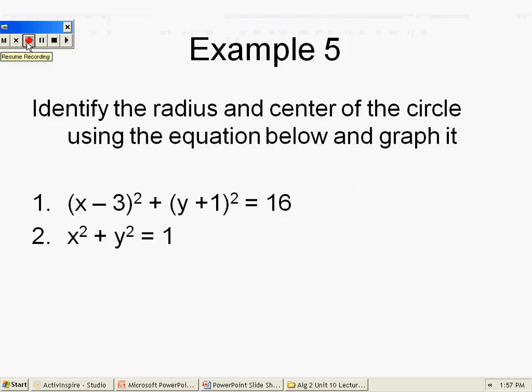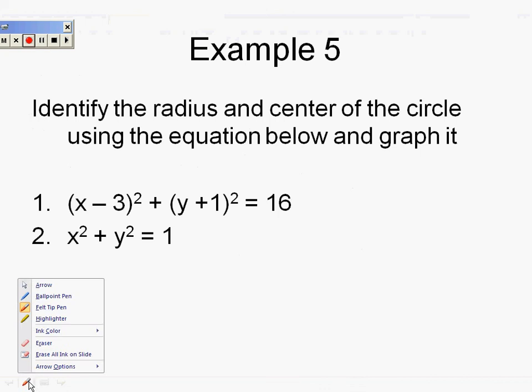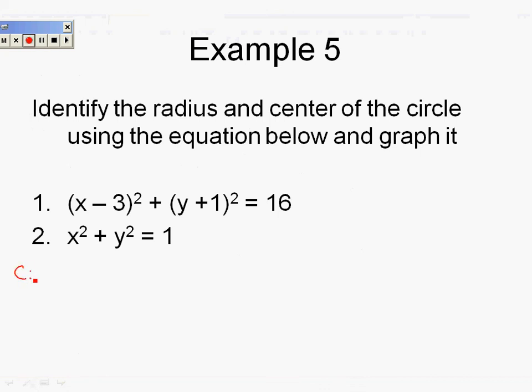So for number 2, what is my center? There's no h and there's no k, which means it's 0, 0. And my radius is 1, because if you take the square root of that number, it's 1. So this will be a pretty simple one to graph. Dot right in the middle for the center, 0, 0. My radius is 1, so I go up 1, down 1, left 1, right 1.